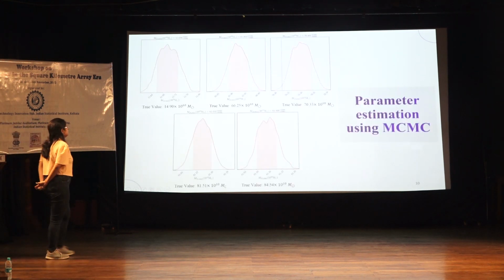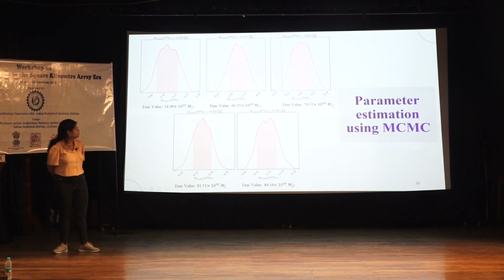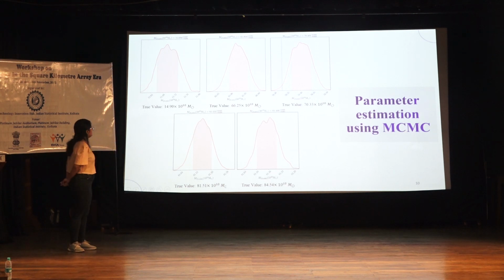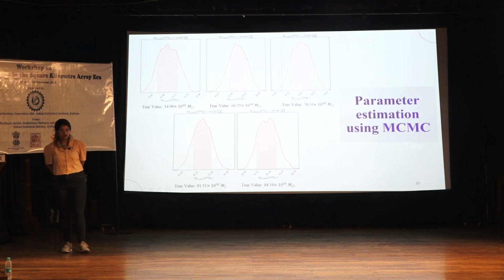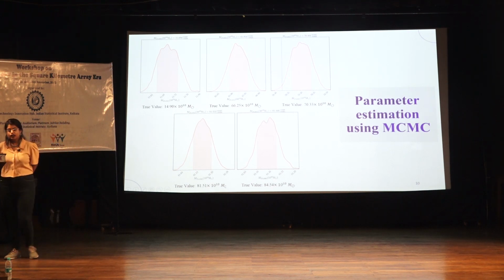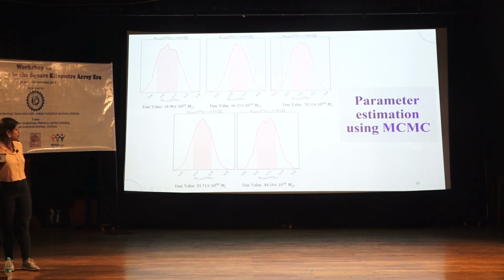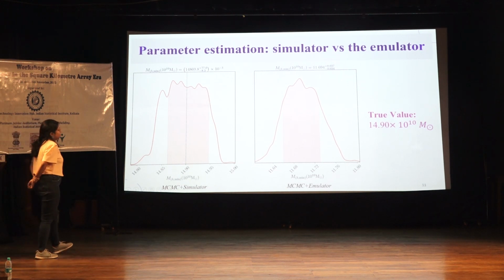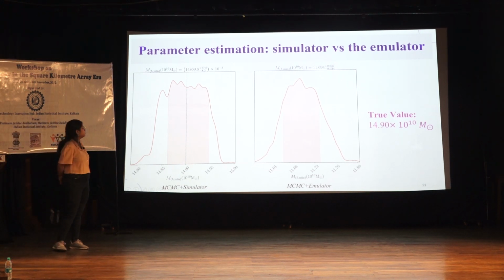So using that emulator, we moved forward to do a parameter estimation. And this is the sort of result we were getting, which is basically the combination of the emulator and the Bayesian inference framework was not at all able to constrain the parameter anywhere near the true values. So this was quite surprising, and to investigate the reason behind this, what we did is we ran the same Bayesian inference framework, but this time with the simulator.